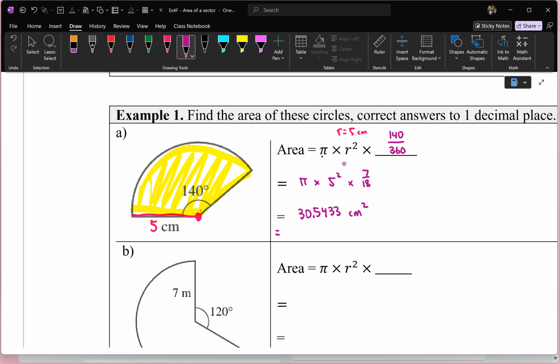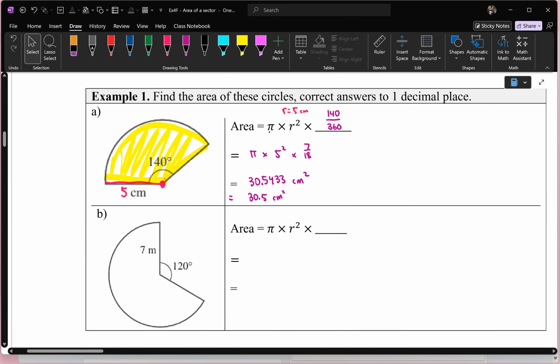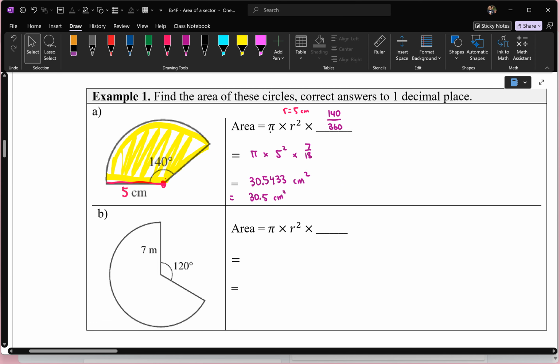But we want to round it, or correct it, to one decimal place, so your answer is actually 30.5 squared centimeters. Okay. Don't forget your units. I've been looking at some of your homework and I noticed that you have not been putting in your units. So when it comes to an assessment, if I don't see units, you will be penalized for it as well.